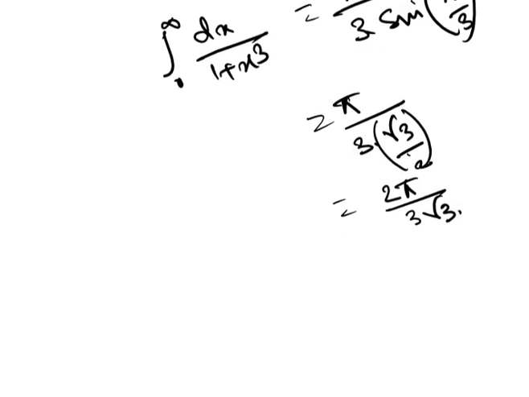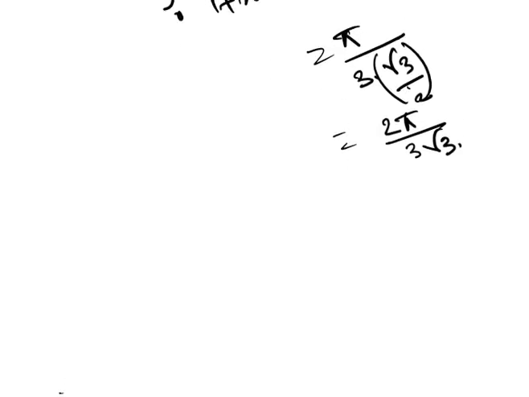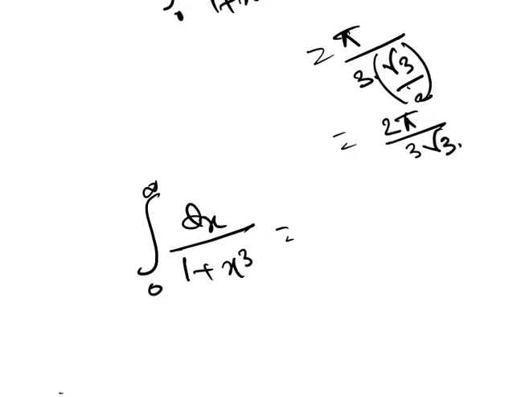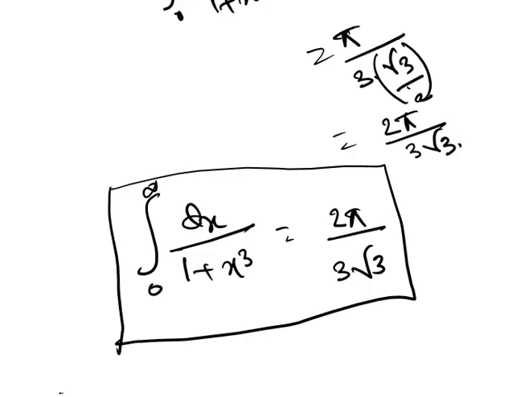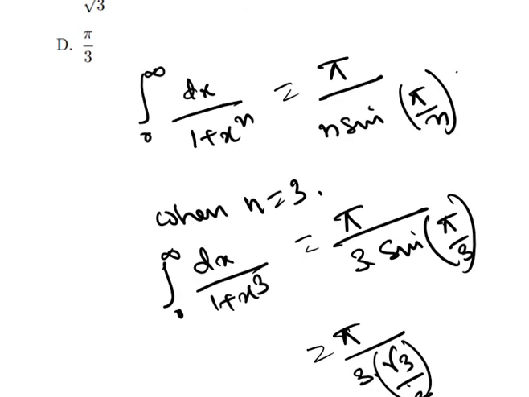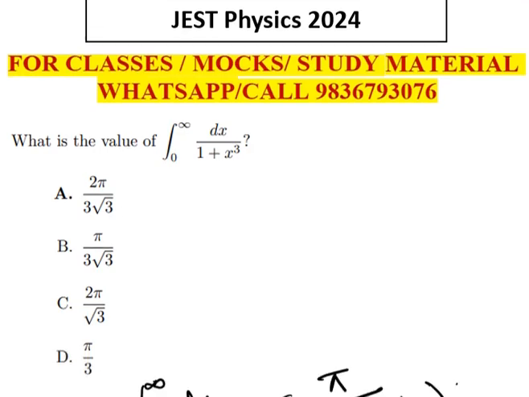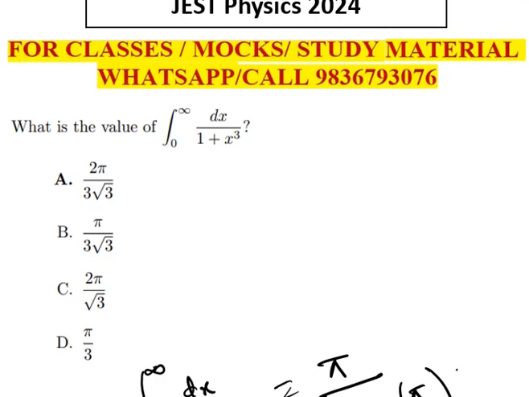So finally we have arrived at our result. The integral from 0 to infinity of dx by 1 plus x cube equals 2 pi by 3 root 3. So this is our expected result, and this matches with option A of our given problem. So option A is our correct answer. So thanks a lot.